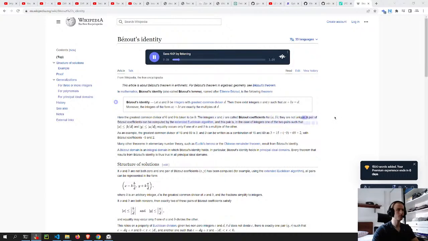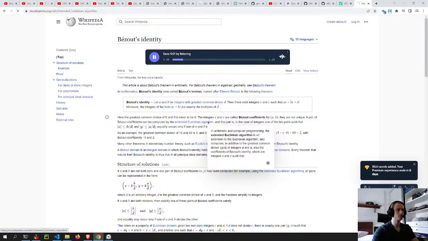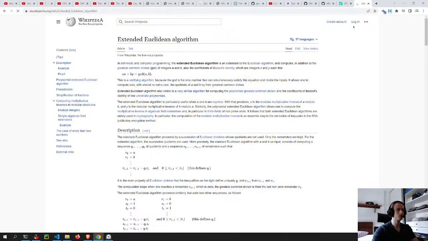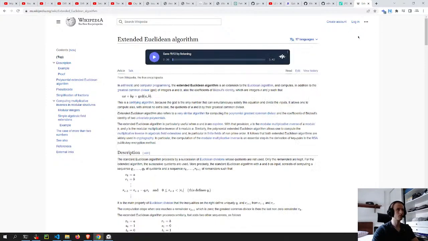They are not unique. A pair of Bézout coefficients can be computed by the extended Euclidean algorithm, and this pair is, in the case of integers, one of the two pairs such that the absolute values are bounded. Equality occurs only if one of a and b is a multiple of the other.